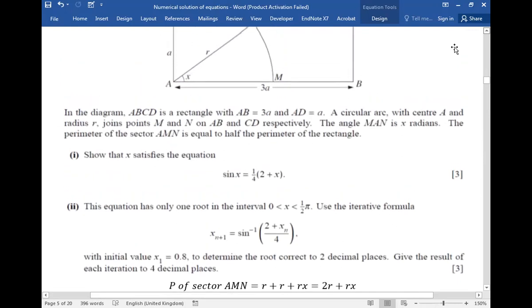Now come to the iterative formula. It is already provided in the question. You just plug in 0.8 as the first value. Fix your calculator to 4 decimal places. Make sure the calculator is in radians. Find the iterations. Show one of the iterations, showing the basic value put in for one iteration, and then for the rest you can just write down the values.